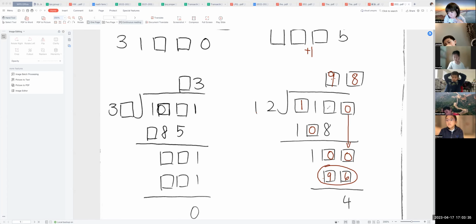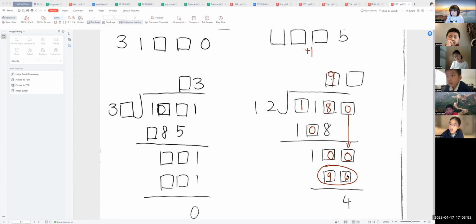Okay, so let me see. So 100 something minus what? Very easy. This is what? 8. 118 minus 108 equals 10. Okay, we have an answer.